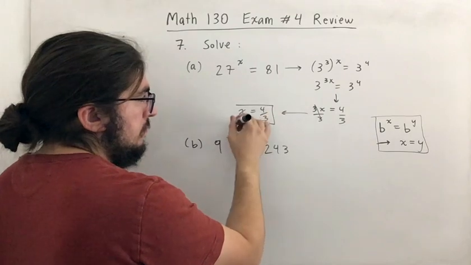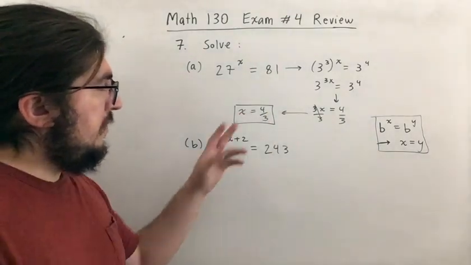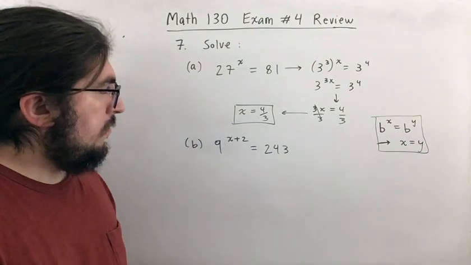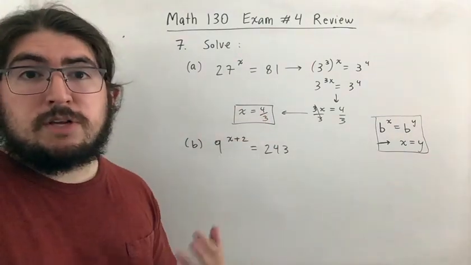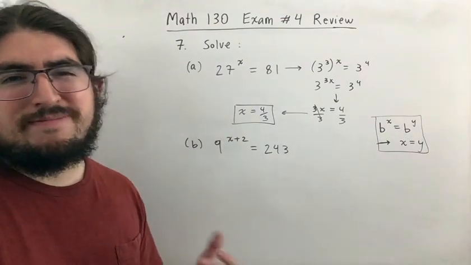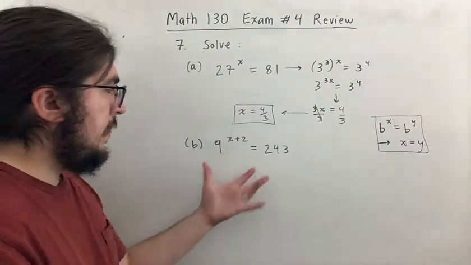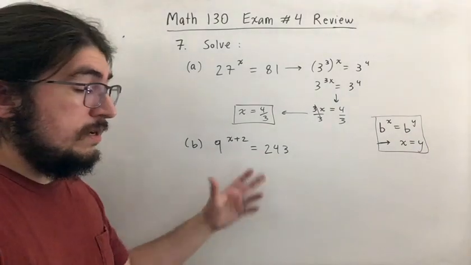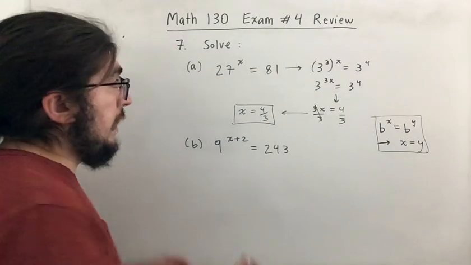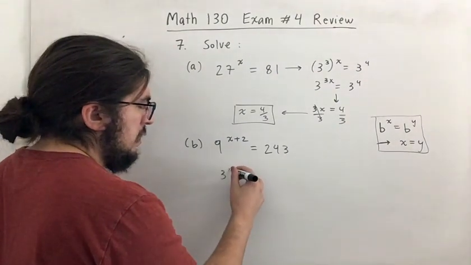Awesome. I'm not going to check this, but if you plug it in, 27 to the 4/3 ends up being 81. And of course, remember, over 3 as a power means you're cube rooting it. The cube root of 27 is 3, and 3 to the 4th is 81. So I'm going to kind of check it. You know what I mean? So now 9 and 243, that is, are actually also powers of 3. 9 is 3 to the second.